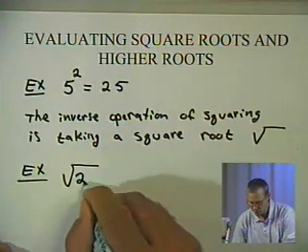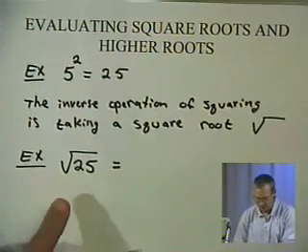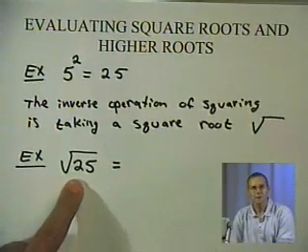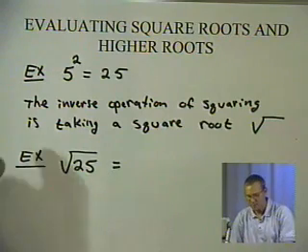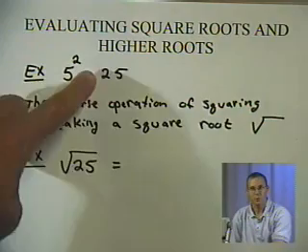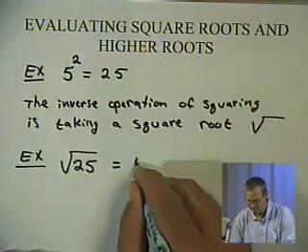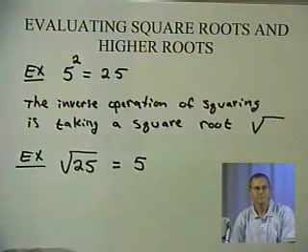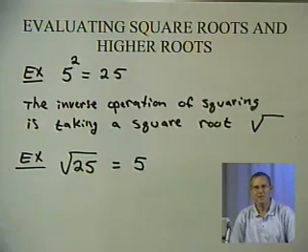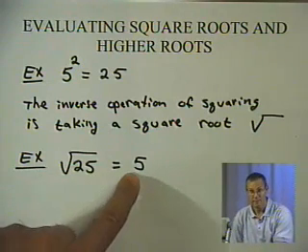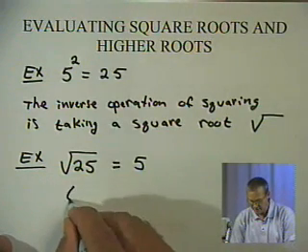Let's find the square root of 25. What we're really looking for here is what number must we square to get 25? Well, we know that from this example. 5 squared is 25. So the square root of 25 is 5. Can you think of another square root of 25? In other words, can you think of another number other than 5 such that when you square it, you get 25? Well, what about negative 5?